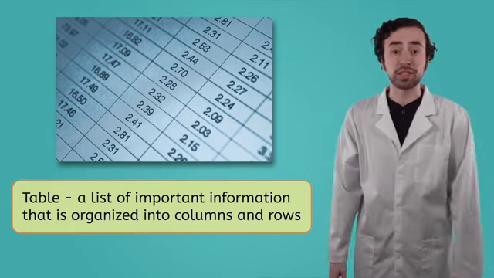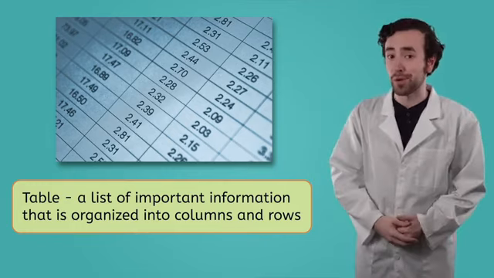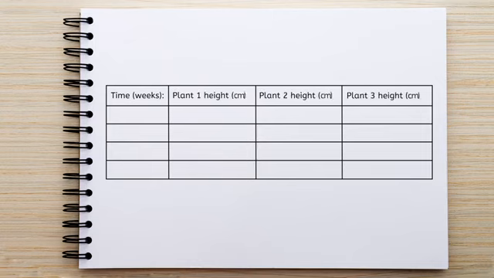Let's create a table for the data that I've been collecting about my strawberry plants. We'll need a column for time, or the number of weeks since the seeds were planted, and a column for the height of each plant. Notice how I've included units in my table as well. Now to add the actual data.